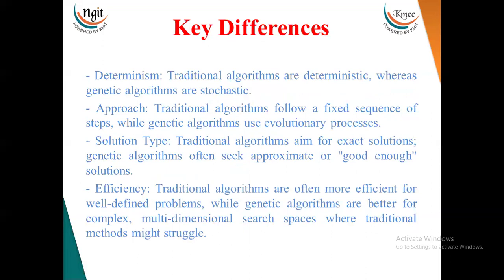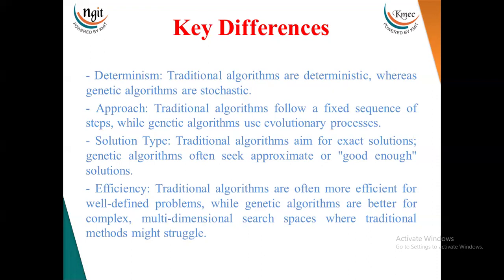So what are the basic differences? First is determinism. Traditional algorithms are deterministic, whereas genetic algorithms are stochastic. Second is approach. Traditional algorithms follow a sequence of steps which are all predefined, while in genetic algorithms we don't use predefined steps; we may add or remove some steps. Coming to the solution type, traditional algorithms give the exact solution, but genetic algorithms give a group of solutions from which you have to identify.